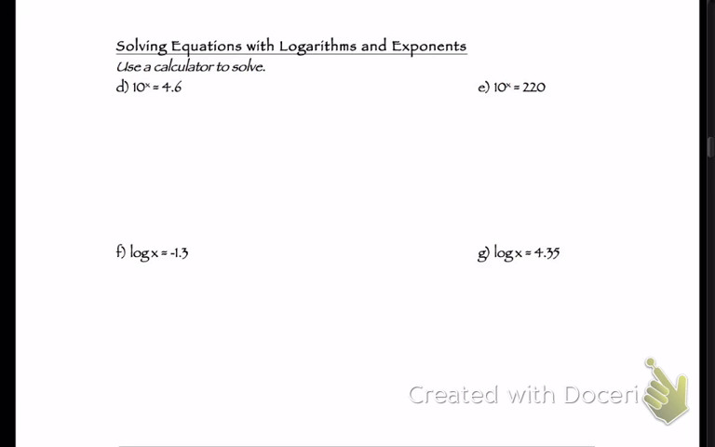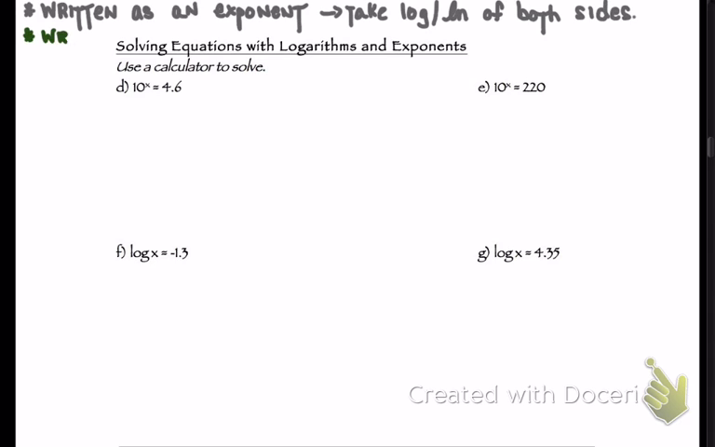Okay, so like before, I gave you some advice, and I thought it was very important to write down. I'm going to do the same thing. When I look at these type of equations, notice letter D, I have 10 to the x. Letter F, I have the log of x. And when I want to solve them with a calculator, I'm always thinking two things. Here are the two most important things that you're going to have to remember in order to solve these with a calculator.